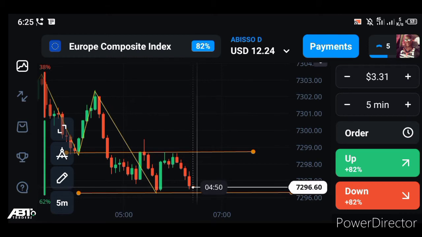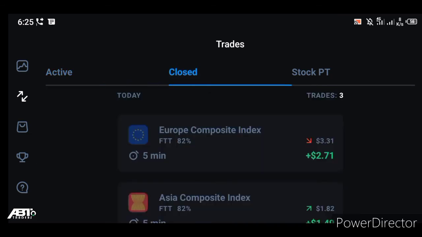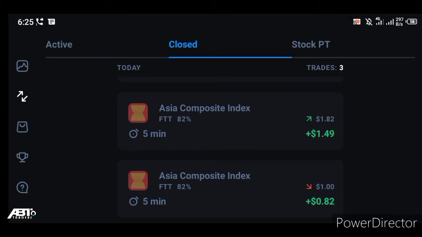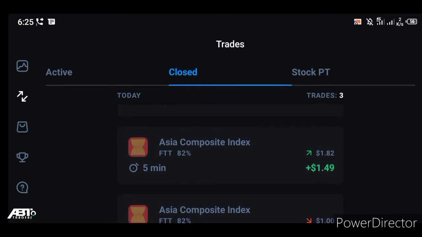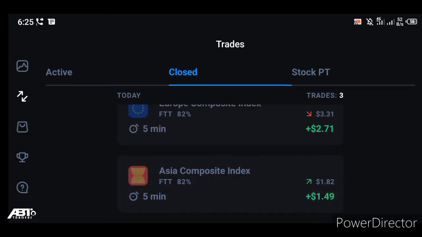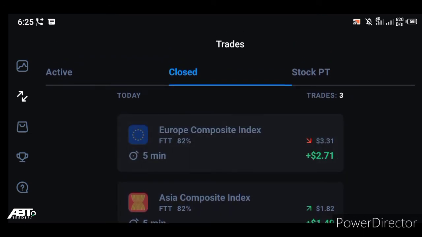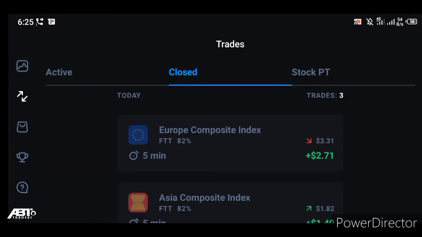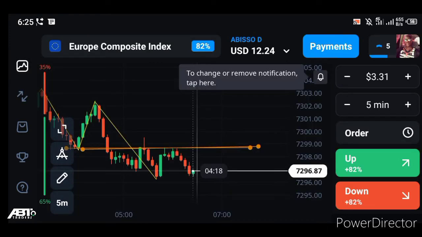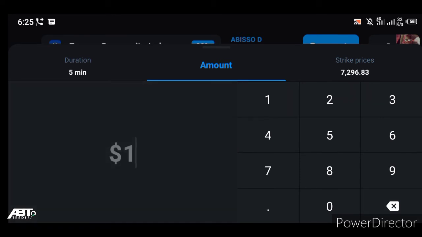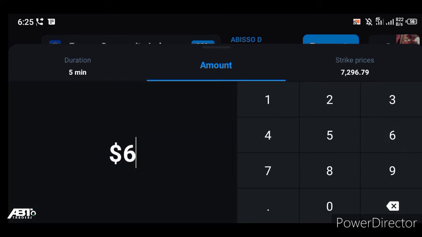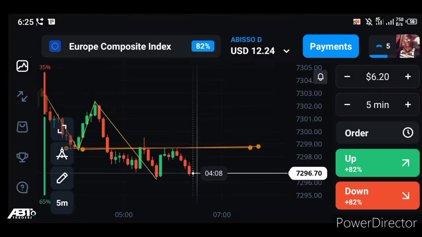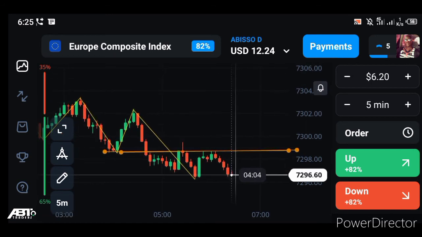So we traded with $3.31. And the results came with a profit of $2.71. As you can see, we started with $1, then $1.82. And now we have traded with $3.31. And now we have a profit of $2.71 with a total of $6.02. That's around 600 Kenyan shillings. So we are going to trade with the whole amount of 6.2. Let's wait for a good opportunity.